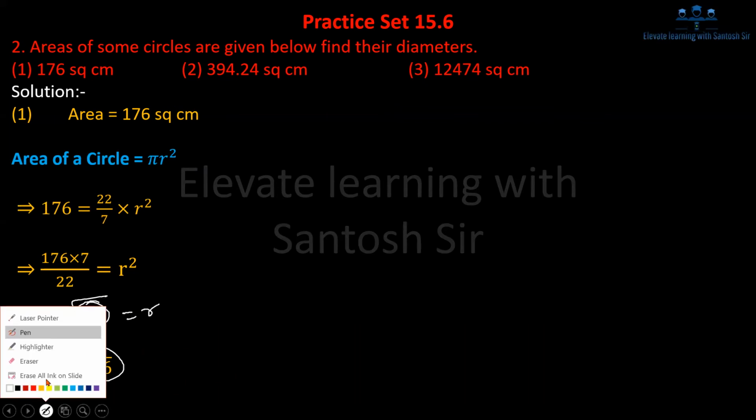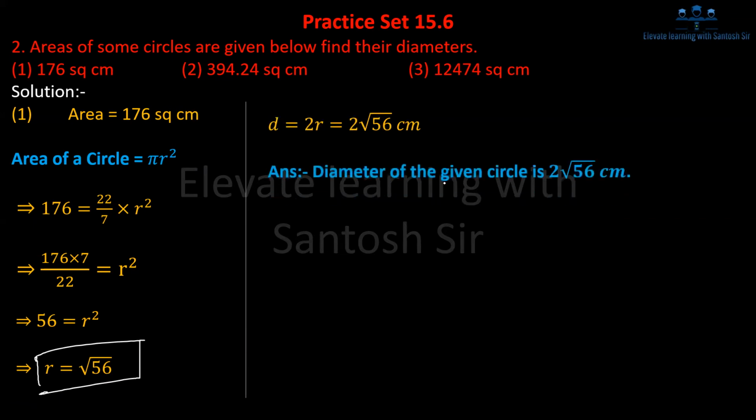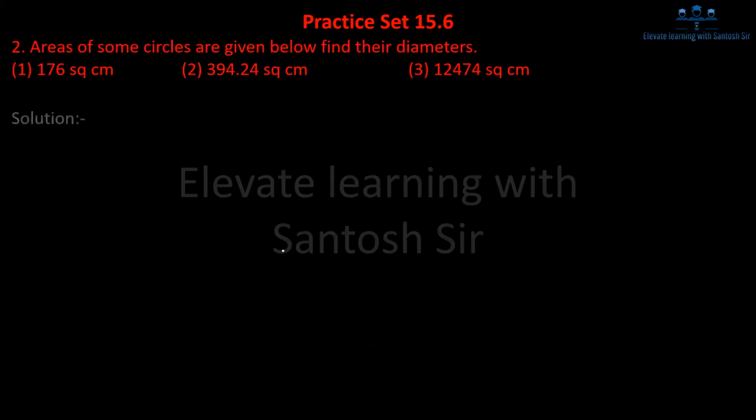So now we can say that r is nothing but root 56, and diameter, which is 2 times the radius, will be 2 multiplied by root 56 centimeter. So the final answer, diameter of the circle is 2 root 56 centimeter. Let us take the next question. Here the area is 394.24 centimeter square.